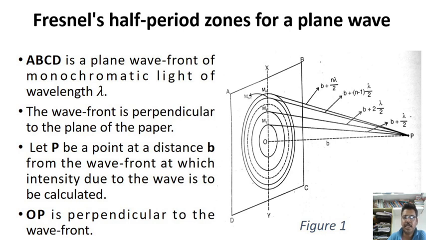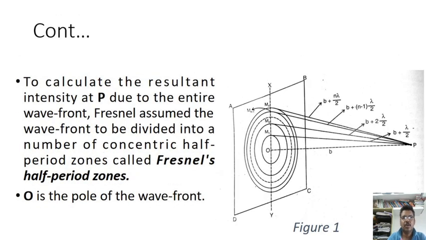Let P be the point at a distance b from the wavefront at which the intensity due to the wave is to be calculated. How much intensity is there in this region? OP is perpendicular to the wavefront, and we want to calculate the resultant intensity at P.